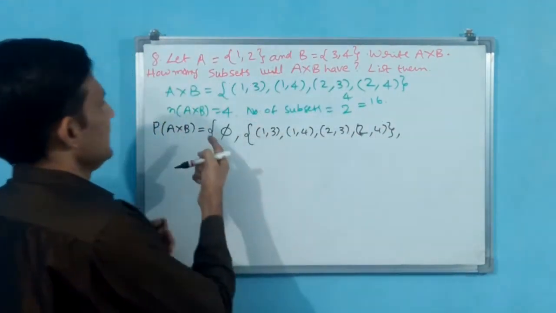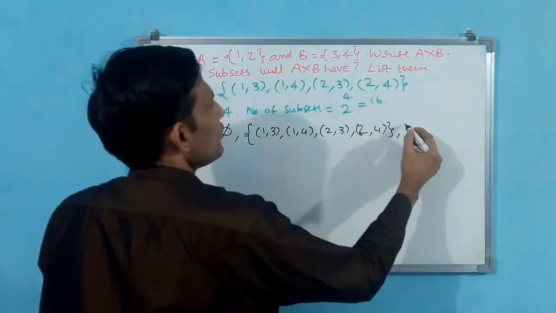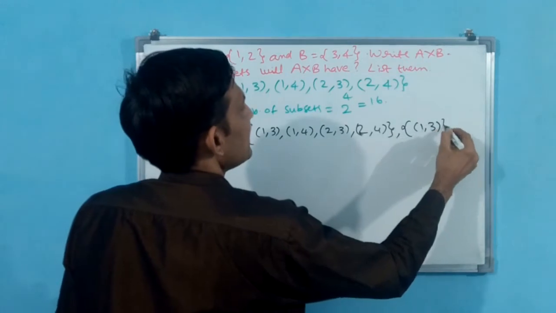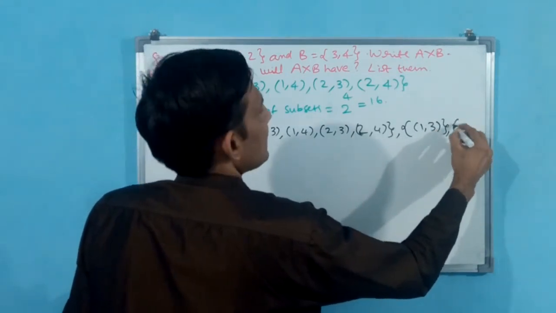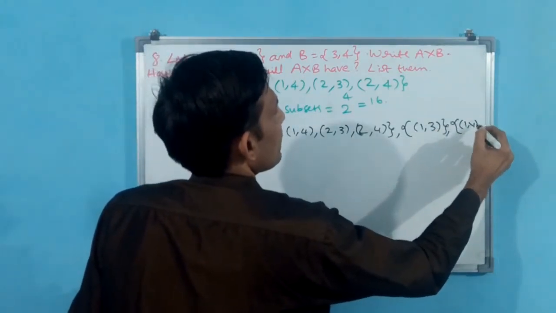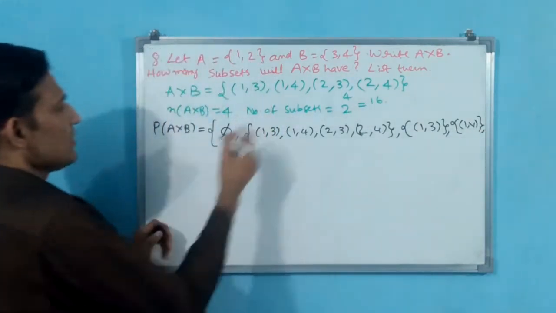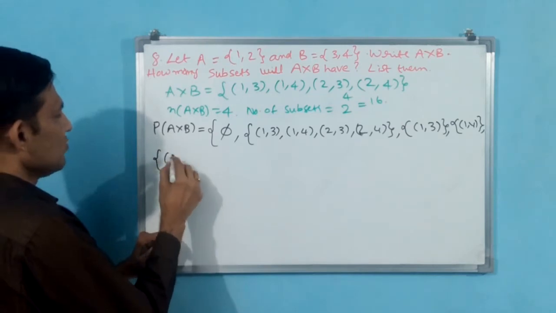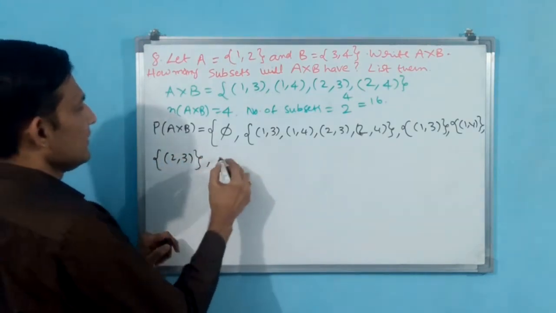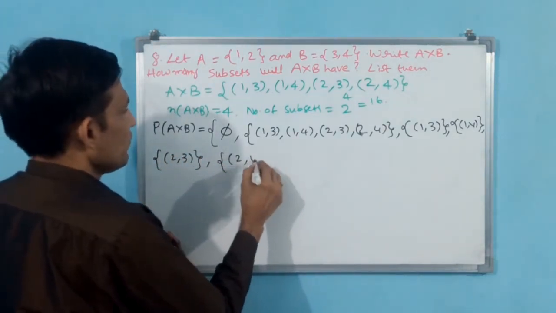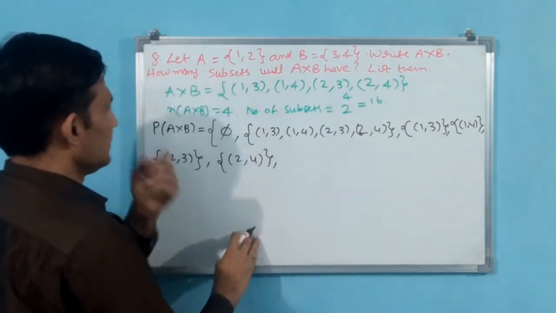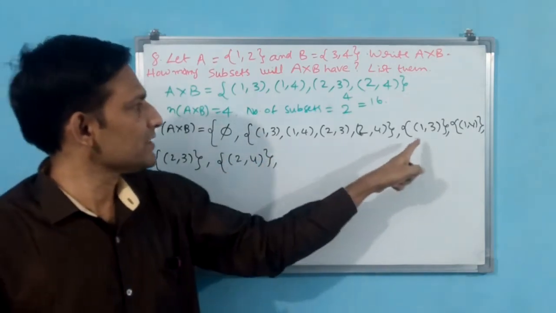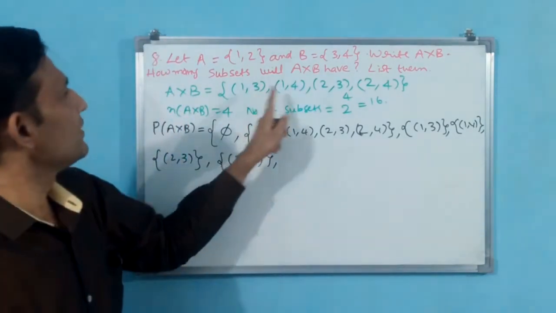Or else I do one thing. I think we take single sets. 1 3, 1 4. Okay, 1 3, 1 4. Then I take here 2 3, 2 4. Now single sets are over. Empty set, full set, single sets. 1 2 3 4. 1 2 3 4.